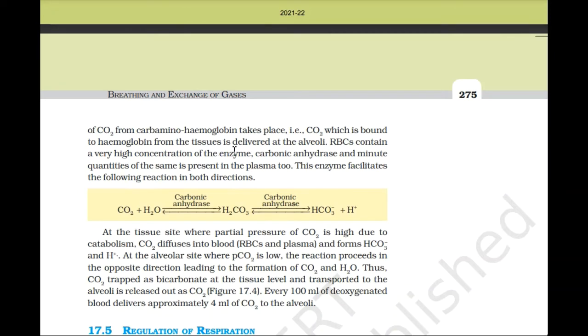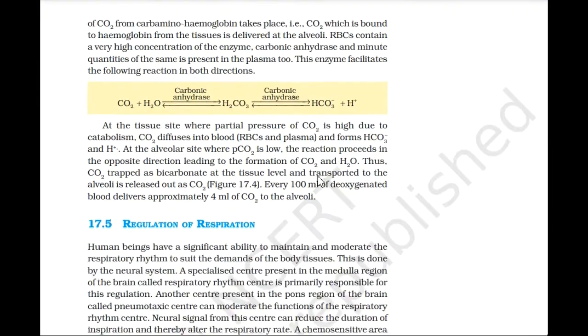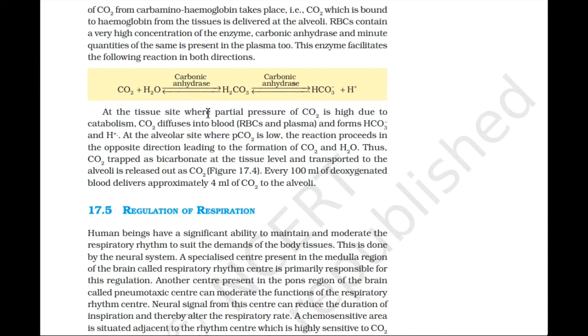RBCs contain a very high concentration of the enzyme carbonic anhydrase, and minute quantities of the same is present in the plasma too. This enzyme facilitates the following reaction in both directions. CO2 plus H2O in the presence of carbonic anhydrase give H2CO3, and also in presence of carbonic anhydrase they form HCO3 minus ion plus H plus ion. These two reactions are reversible reactions.